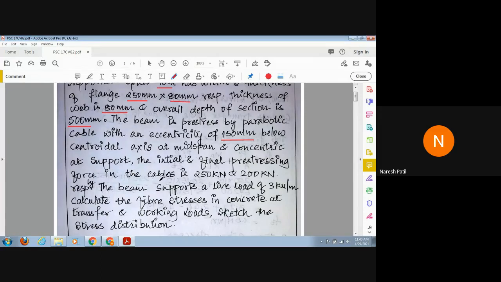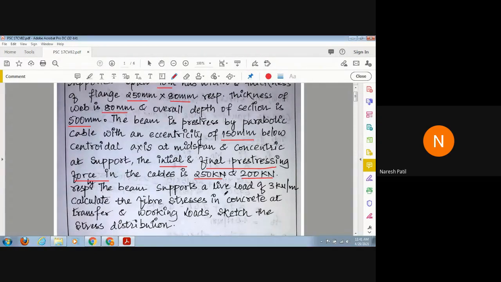Now the important part is here. The initial and final pre-stressing force are given here, 250 kilonewton and 200 kilonewton. Means before applying live load, the force given in the cable was 250 kilonewton. After applying the live load, the force was 200 kilonewton. Okay, that is initial and final.